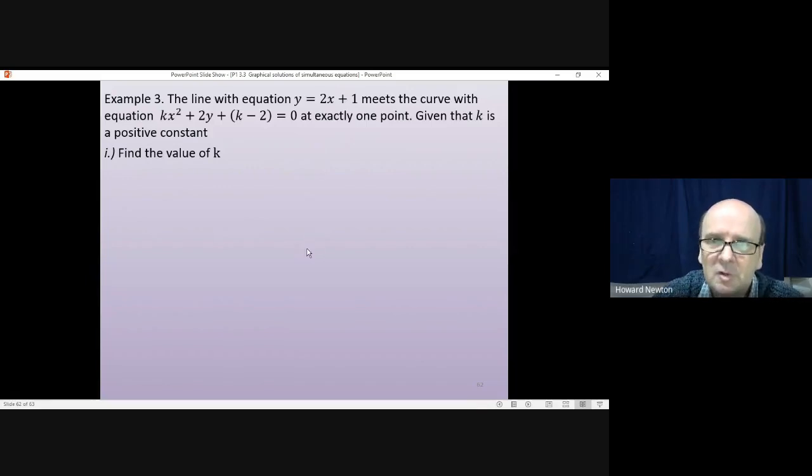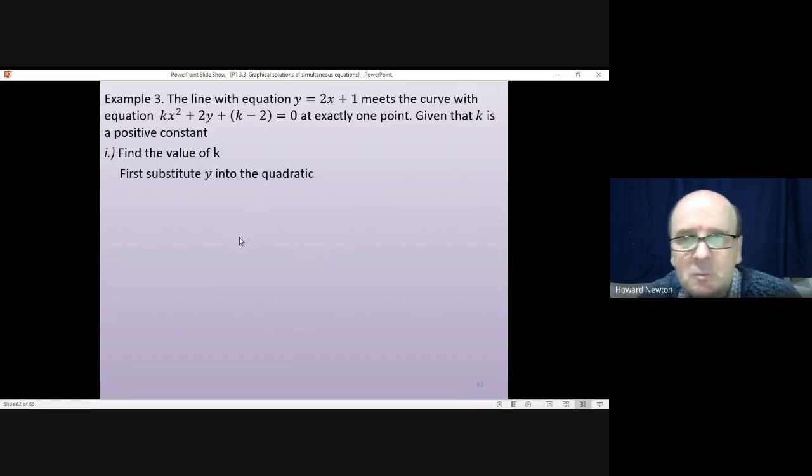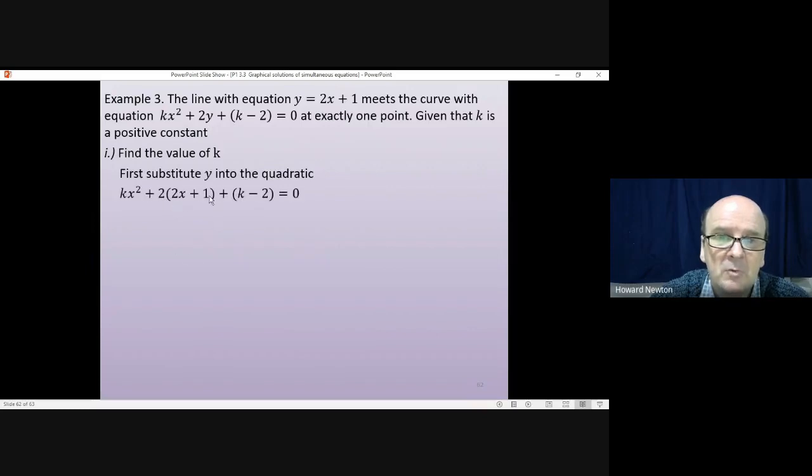Okay, quite a lot going on in this question, but let's have a go at it. So the first thing we're going to do is substitute the value of y from the straight line into the quadratic. Y equals 2x plus 1. So instead of writing y here, we'll write 2x plus 1. Then we need to tidy things up. Multiplying out the brackets and collecting together terms gives us this. Kx squared plus 4x plus k is equal to 0.